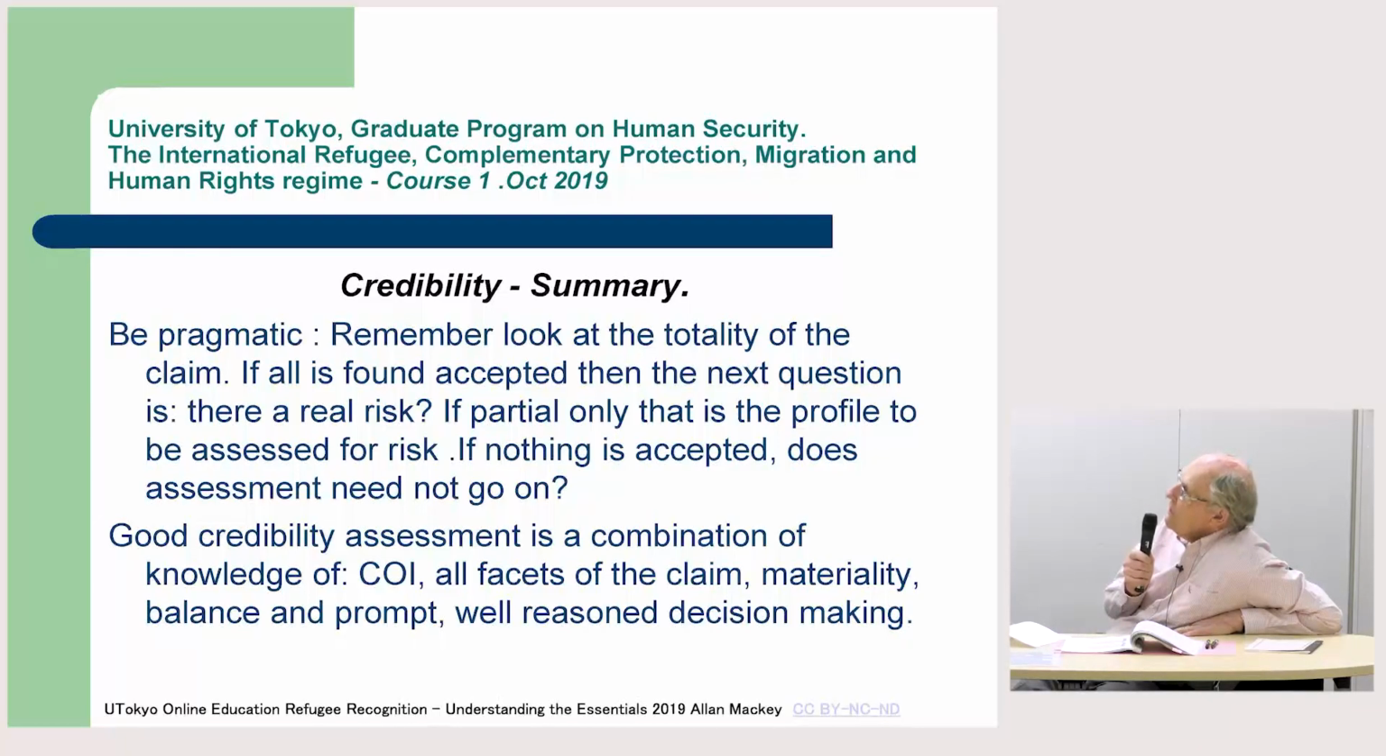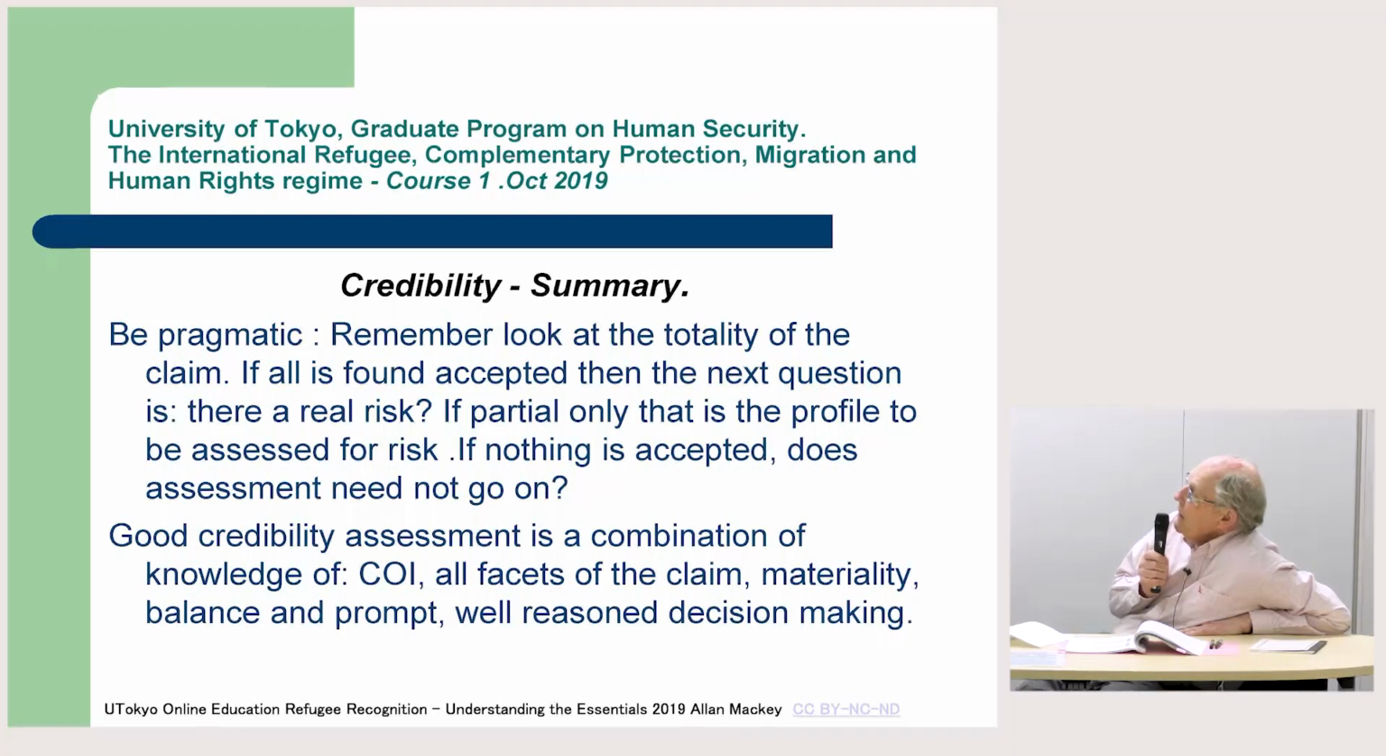And if all is accepted, the next question must be, after you've got the profile of the person, you then move on to the risk on return. But if you haven't got the profile, in other words, the characteristics, you don't know what to assess for risk at that stage. So it's a must.